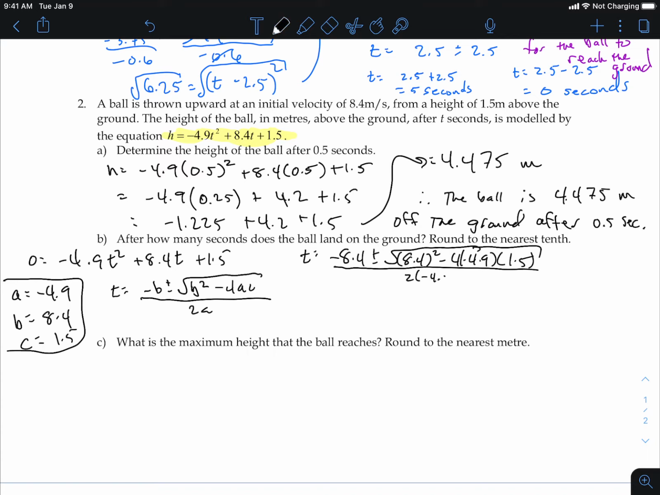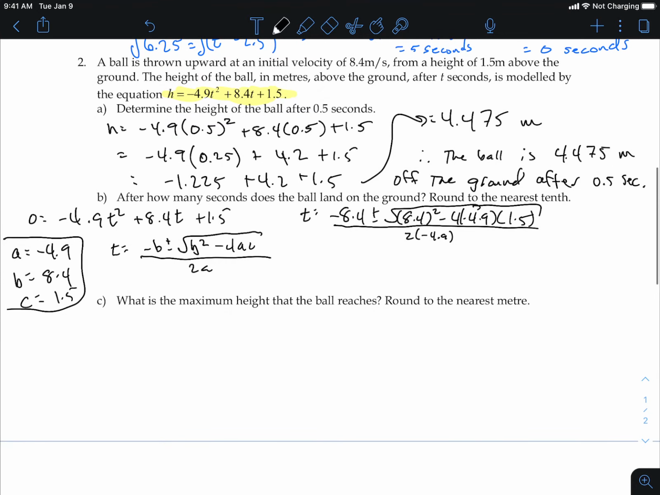All the 4.9 should be negative. Okay? You guys can do the math on that, but what ends up happening is you get t equals negative 8.4 plus or minus the square root of 9 point, oh, not even the square root. I'm just skipping steps because of the space I gave you.